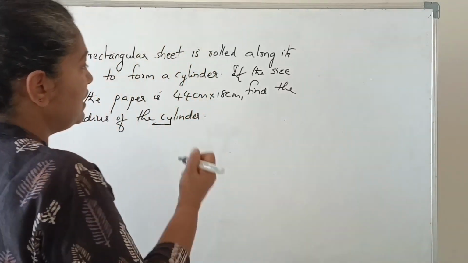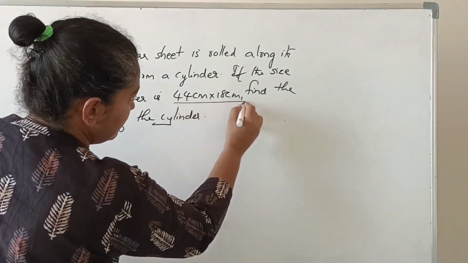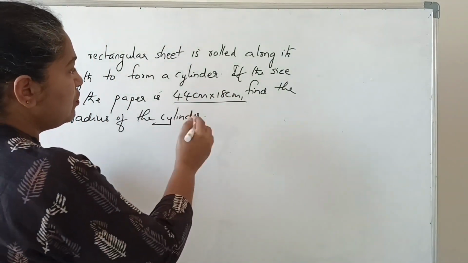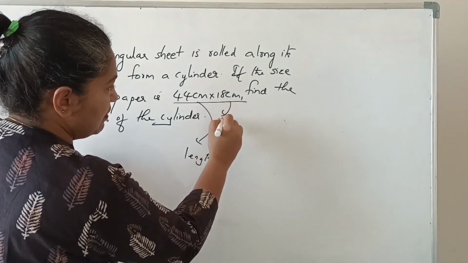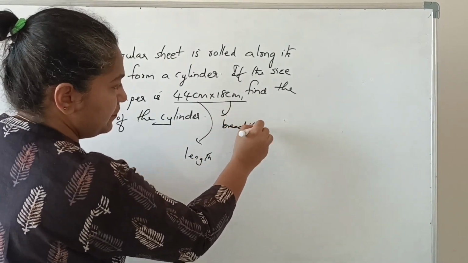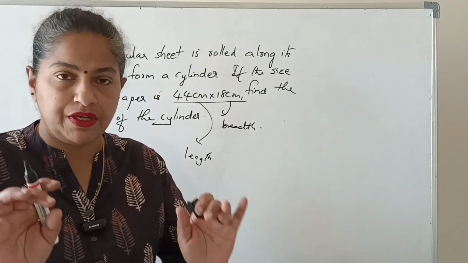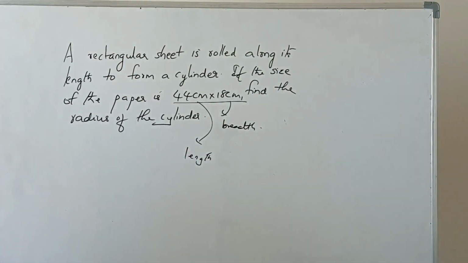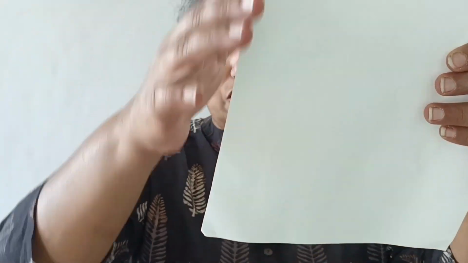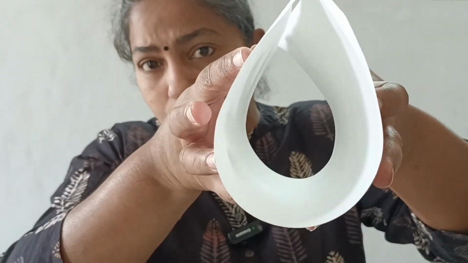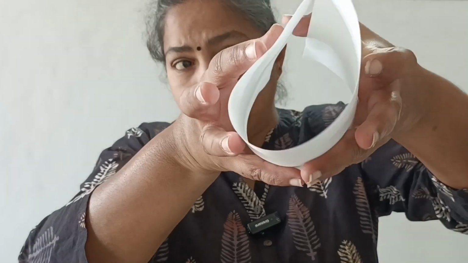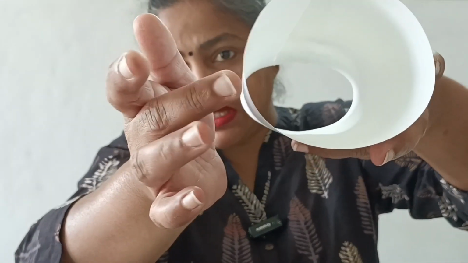Whenever the size of the paper is given in L into B form, you need to understand that the first measurement goes as the length and the second measurement goes as the breadth. That much is clear to you. Now, this is a rectangular sheet of paper. So this is 44 centimeters and take this as 18 centimeters. It is said that the paper is rolled along the length. So now my 2 pi r becomes the length. Correct? You can see that 2 pi r becomes the length.